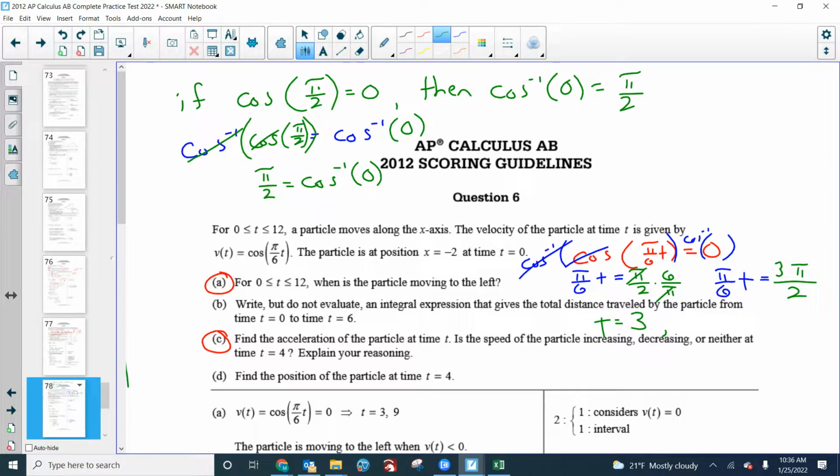Multiply by 6 over pi. 6 times 3 pi is 18 pi over 2 pi, sorry. T equals 9. Units here. Did it tell us units? I don't think so. It didn't tell us what the position units were in the time. T equals 3, T equals 9. That is when the particle is at rest. Do you agree? All right.